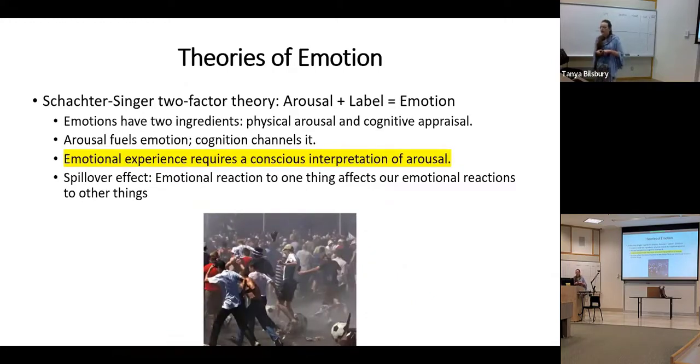Schachter and Singer have a two-factor theory that importantly involves interpretation. They would say that emotions have an ingredient of physical arousal, so your heart is beating, and then you appraise that cognitively to say, I'm afraid, or I'm excited. They would say this theory holds that emotional experience requires a conscious interpretation of what that feeling of arousal actually means. They did a study in 1962 where they injected people with adrenaline.